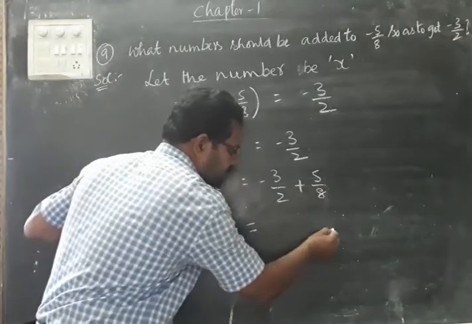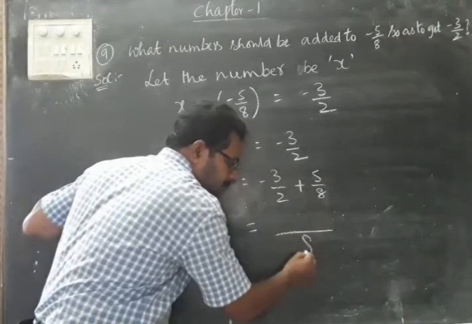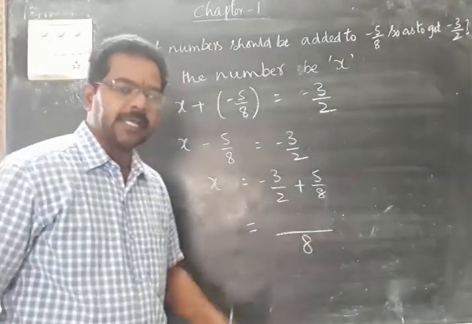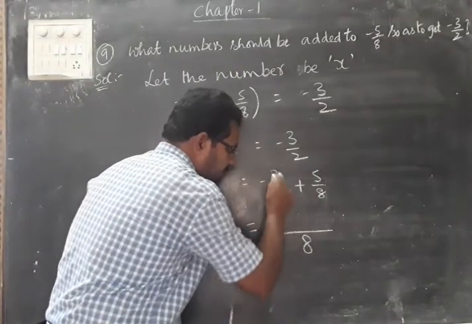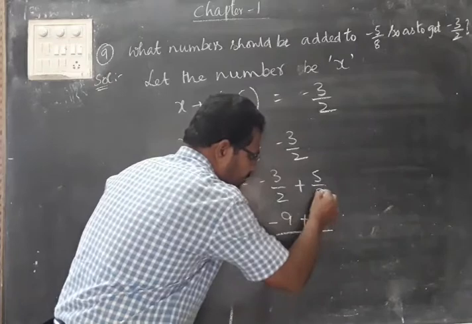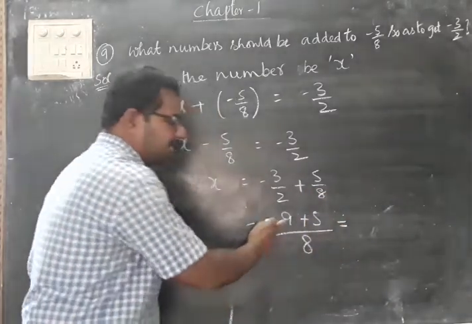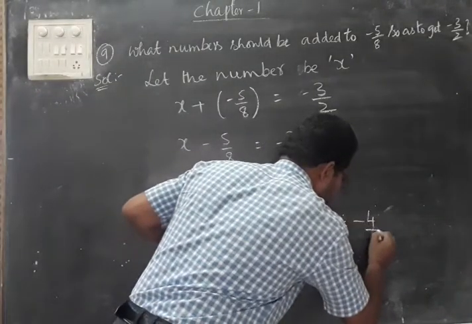2 and 8, take the LCM. 2 fours are 8, 8 ones are 8. So 2 is a factor of 8, that's why 8 we can take as the LCM. So 2 fours are 8, minus 3 fours are 12... 8 ones are 8, 5 ones are 5. The answer is equal to minus 9 plus 5 means minus 4 by 8.